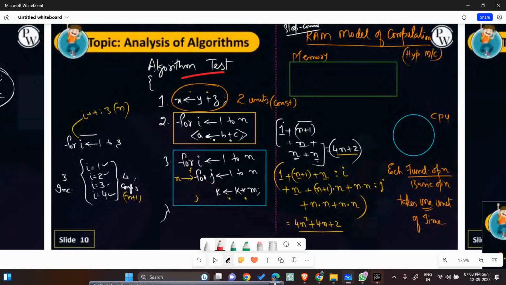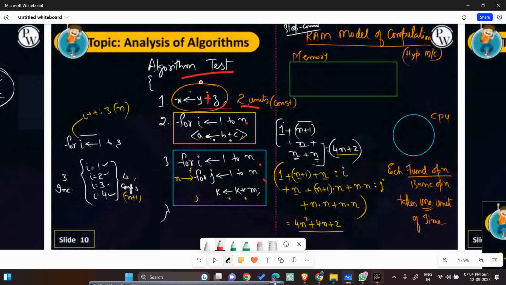Let's say this is an algorithm called test. The first statement is x = y + z, and this is a for loop from 1 to n, and this is another for loop, and this is another. How much time will it take? First, 1 unit of CPU time for y plus z, the addition, and one for assignment. So 2 units of time from here.